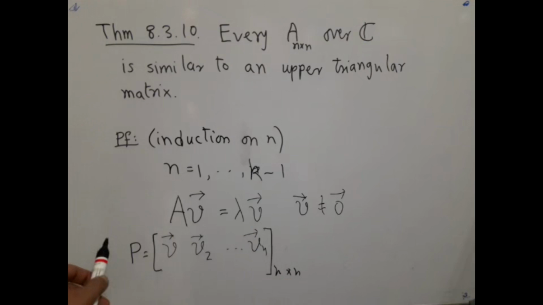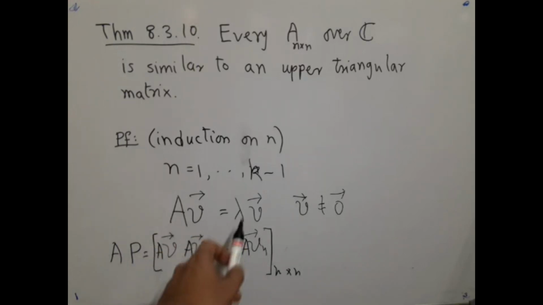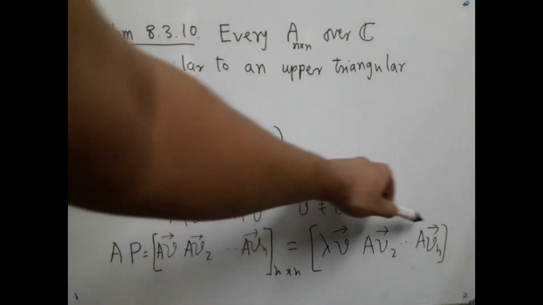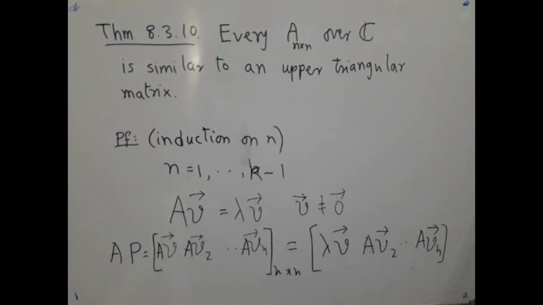Now I shall multiply this matrix from the left by A. Now we know when I multiply a matrix by another matrix from the left, effectively this matrix will multiply each of the columns separately. So this is the same as A times V, A times V2, dot dot dot up to A times Vn. Of course, I do not have any information on this, but I know A times V is lambda V. Therefore, this is equal to lambda V. Then I leave these things just unchanged.